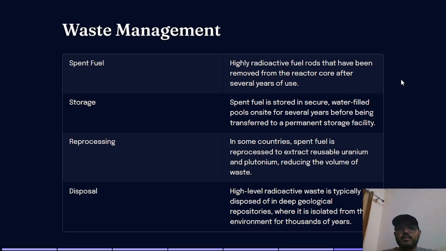Storage. Spent fuel is stored in water-filled pools for several years before being transferred to a permanent storage facility. Reprocessing. In some countries, spent fuel is reprocessed to extract reusable uranium and plutonium, reducing the volume of waste.